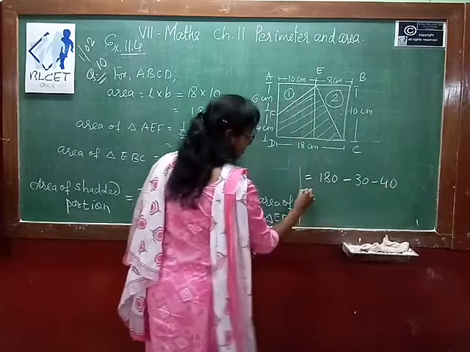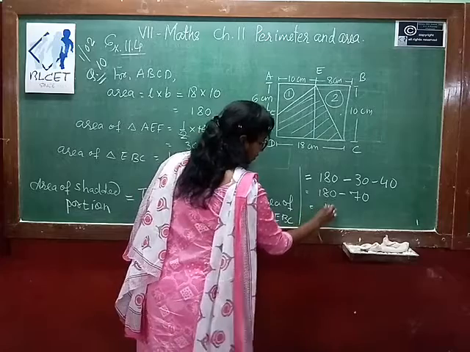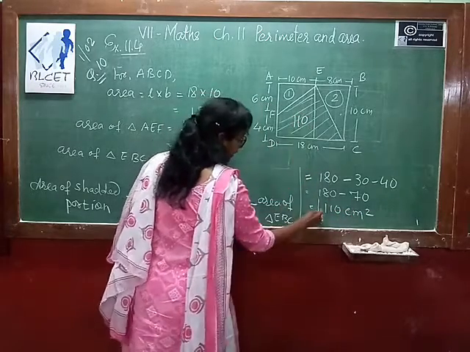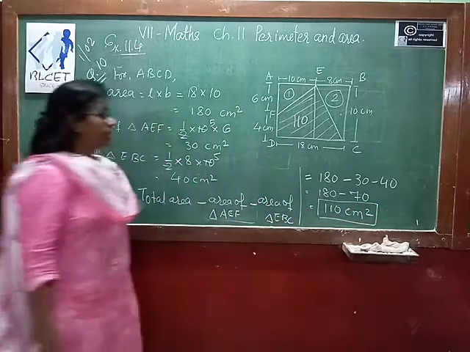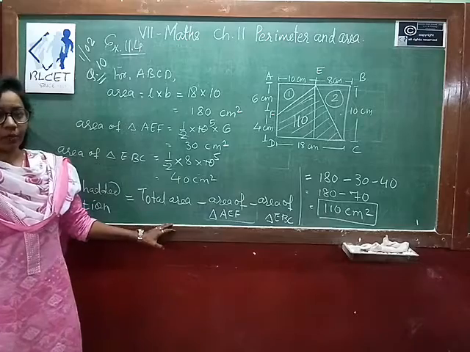So what is your answer? 180 minus 70, which is equal to 110 centimeter square. So the area of this shaded portion is 110 centimeter square. So this way we can solve the question.